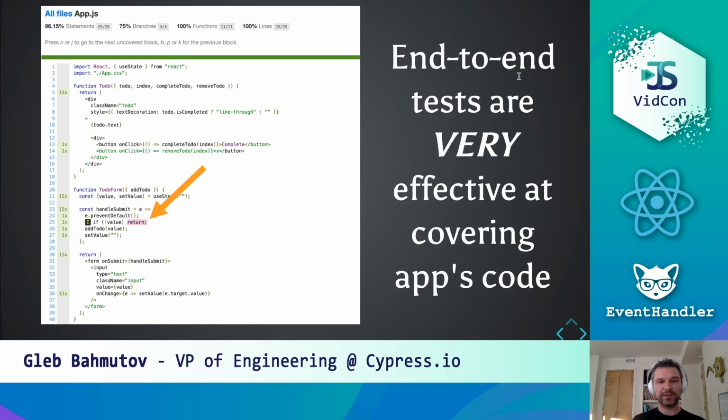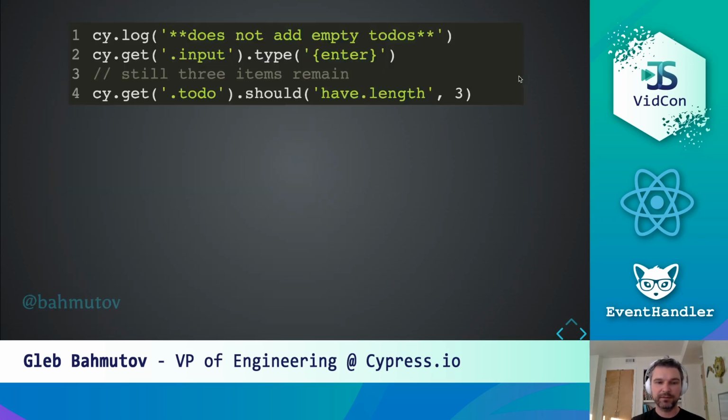But now let's look at that if statement. How can we actually reach it? Well, we probably should write a test where we get the input box and we type just enter. So those curly brackets and enter, they have a special meaning in Cypress. It just sends a key enter event. And we assert that the number of items is still the same.